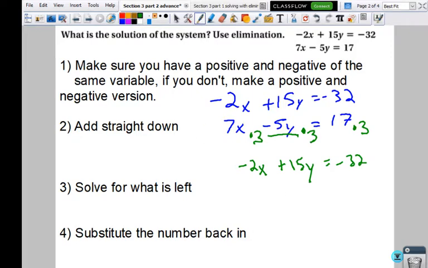The bottom row has changed now though, because I multiplied everything by 3. Keep in mind, when you multiply one thing by 3, you have to multiply everything else by 3. So I can't just multiply by 3 on this 5y and call it good. I gotta multiply everywhere. So 7x times 3 is 21x. And then I'm going to have minus 5y times 3 is 15y. And then it's going to equal 17 times 3 is 48.